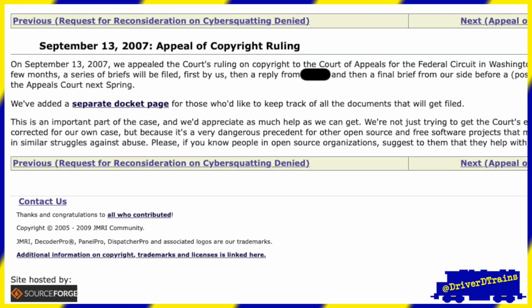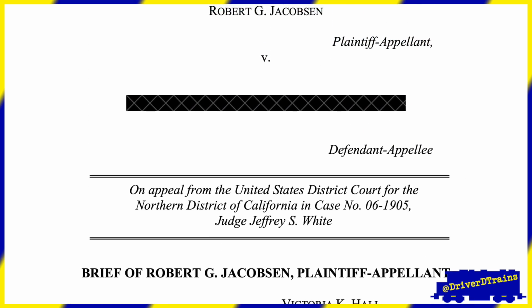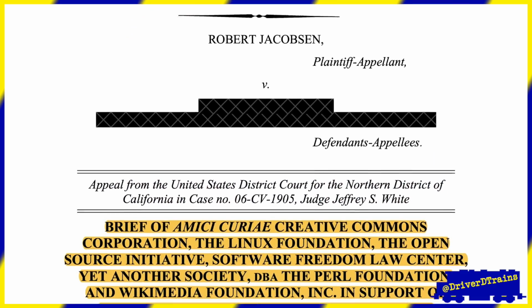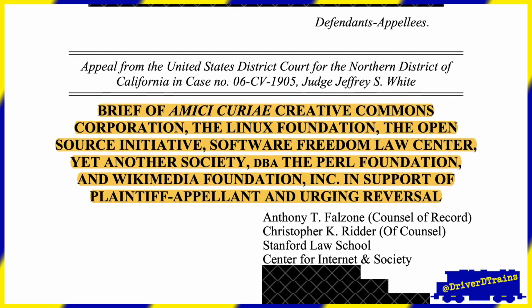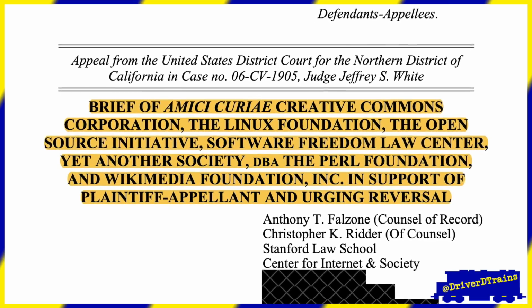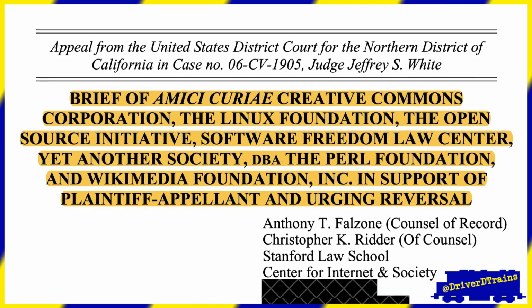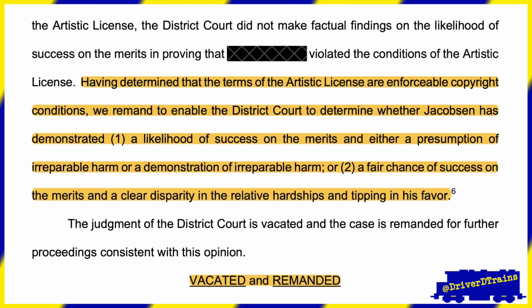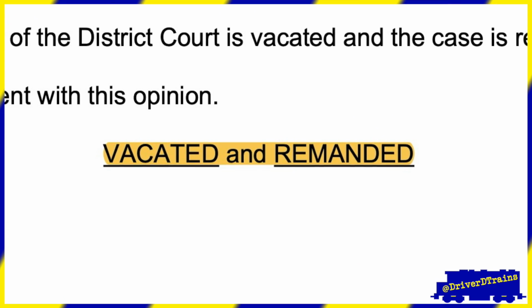The following month, in September 2007, Bob and JMRI appealed the court's ruling to the Federal Circuit Court of Appeals in Washington, D.C. Several other open source groups, including Creative Commons, the Linux Foundation, the Open Source Initiative, the Software Freedom Law Center, the Perl Foundation, and the Wikimedia Foundation, filed friend of the court briefings supporting JMRI and urging the appeals court to overturn the ruling. And in August 2008, the Federal Appeals Court did just that. Here is some of what that court said.